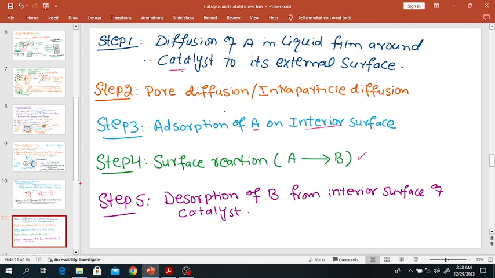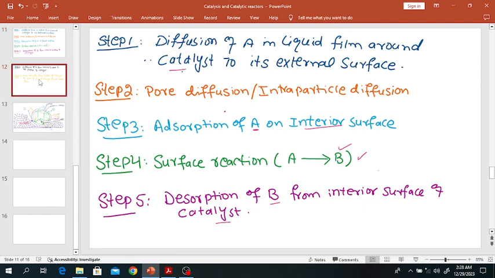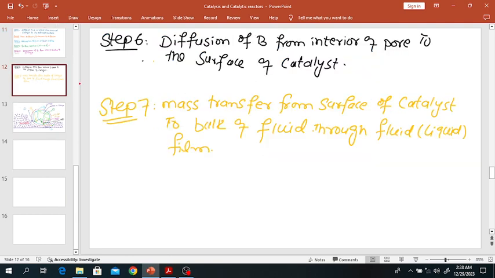Step number 5 is desorption. So it is the desorption of component B, which is formed in the previous step, from the interior surface of the catalyst. In step number 6, the diffusion of B from the interior of the pore to the surface of the catalyst. Again, diffusion of B from the interior pore to the surface of the catalyst.